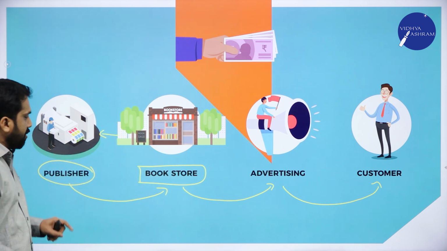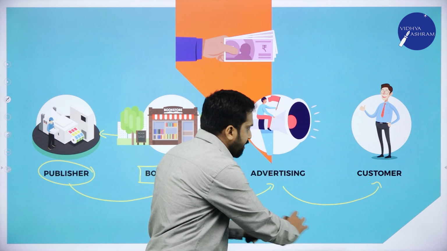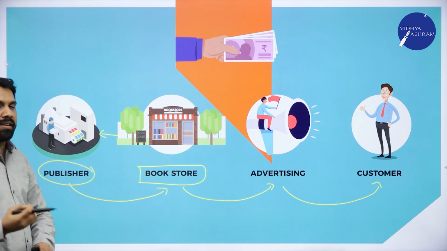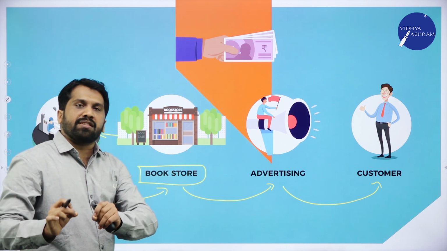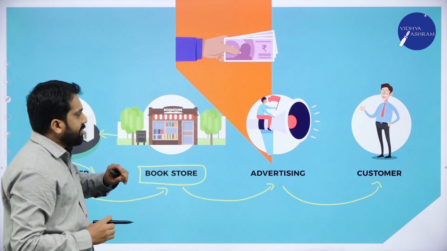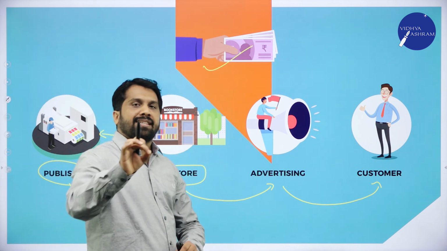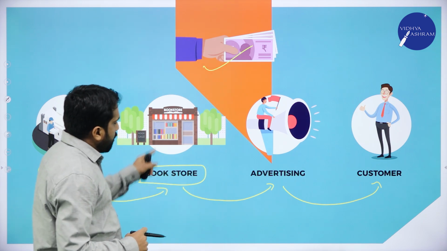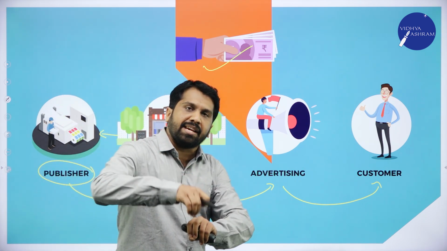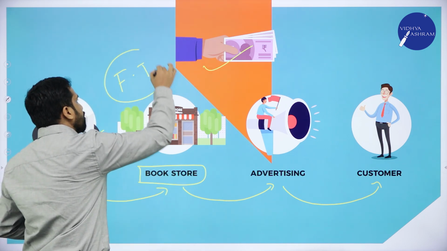This transaction, whatever collecting of books, giving advertisement and giving to the customer, everything we call it as what? Transactions. Everything we call a transaction. For all the transactions, what is involved? For everything, money is involved. So, it is a transaction. If money is involved, we call it a financial transaction.